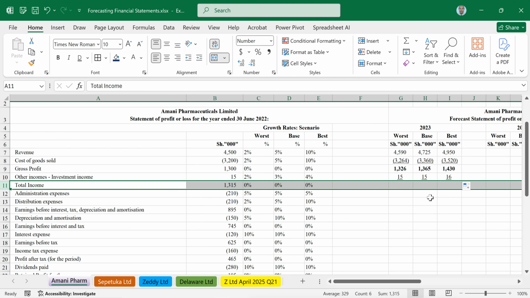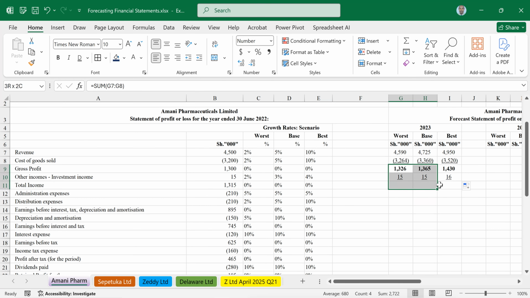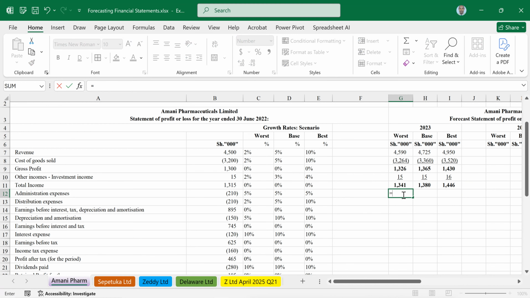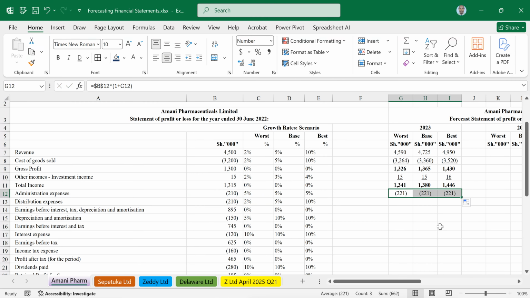Total income, just do Alt equal, and you get the total income. Administration expense will be equal sign, click on the 210, lock, times, open bracket, 1 plus, click on the 5%, close bracket, and enter. That will give you 221, which then will be dragged across. It's constant at 555, so it doesn't change.